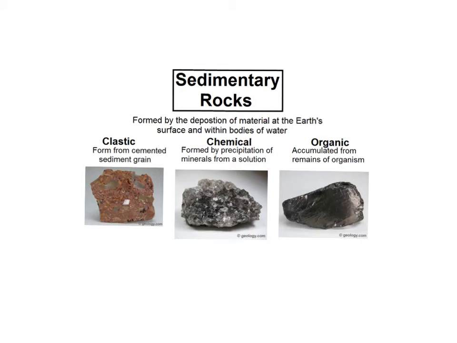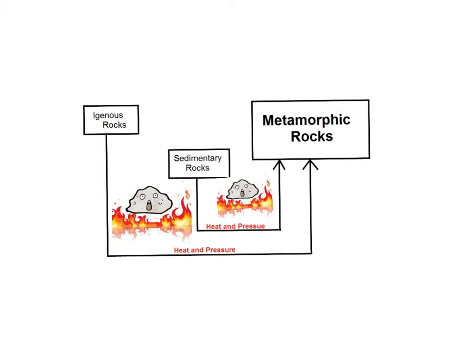And the last one is going to be organic, accumulated from remains of organisms. In this image, I have coal. This coal was actually formed from plant debris, hence the remains of organisms. Next, I have the next process, which is heat and pressure. With this, you can go from igneous to metamorphic or from sedimentary to metamorphic.